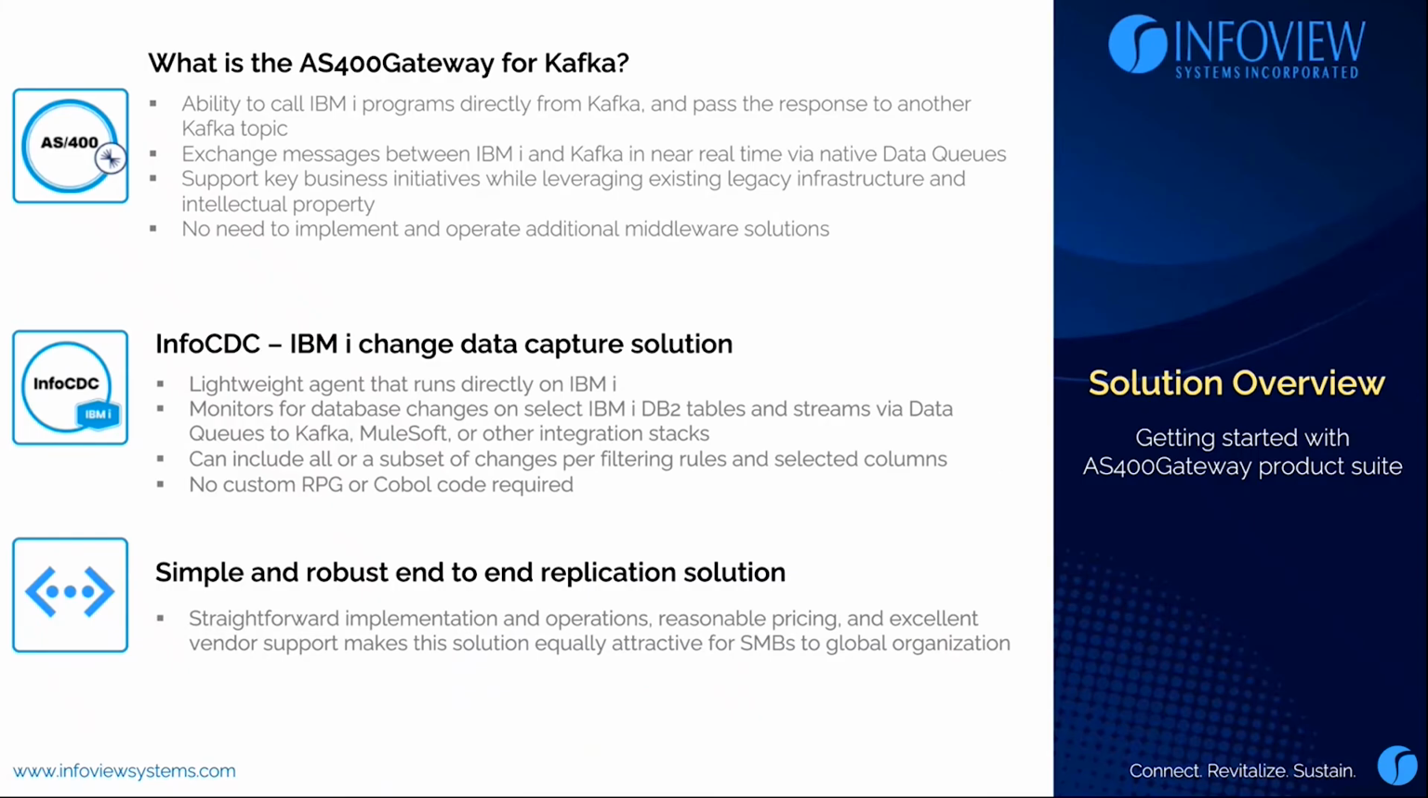The AS400 gateway for Kafka is composed of three connectors with source and sync capabilities that have been officially tested and certified by the Confluent team. It enables companies leveraging IBMI to integrate with Kafka without the need to implement and operate additional middleware solutions. The connector calls IBMI programs directly from Kafka and passes the response to another Kafka topic in near real time via native data queues.